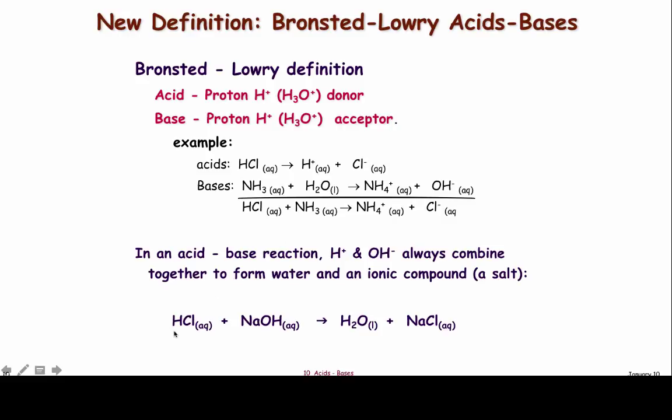Another example is HCl with NaOH. What will happen is that the H+ will react with the OH-, and so this will give you H2O. The H+ is the proton donor, and the NaOH is the proton acceptor.